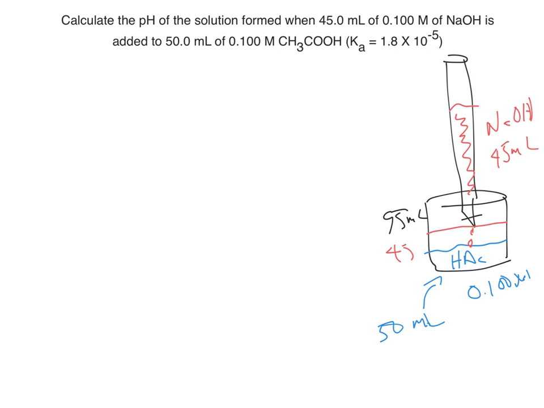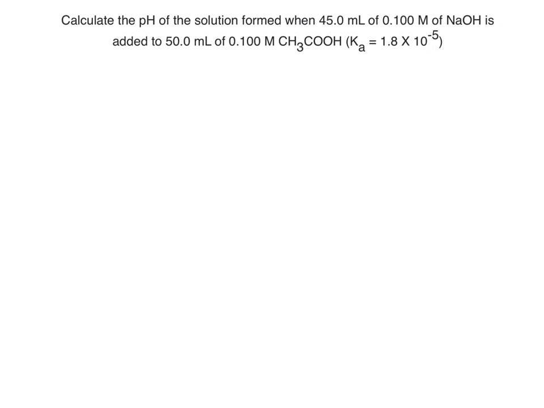So let's identify here. Here we have a strong base, and here we have the weak acid. The weak acid is the acetic acid, and the strong base is the sodium hydroxide. So we need to calculate first the moles of each of them. So let's calculate the moles of the acetic acid.